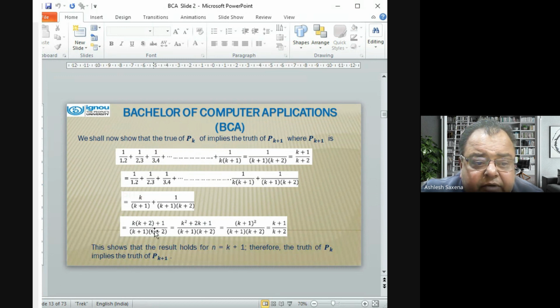Take the LCM of it, you got this. Simplify it, you will get this. This is nothing but the value of k plus 1. Since you got the same value, then you can say that our result holds for n equal to k plus 1. Therefore, the truth of Pk implies the truth of Pk plus 1.